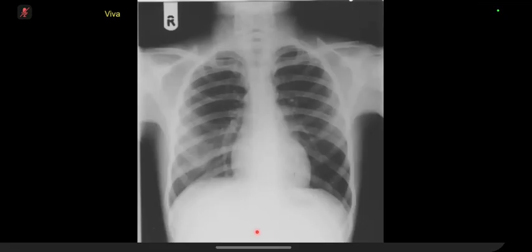So over the right mid-zone, there's increased density, and when you compare the soft tissues on the right compared to the left, there's increased soft tissue thickening. Look at the ribs, please. The ribs are also sclerosed, and there's increased density in the posterior ribs on the right.